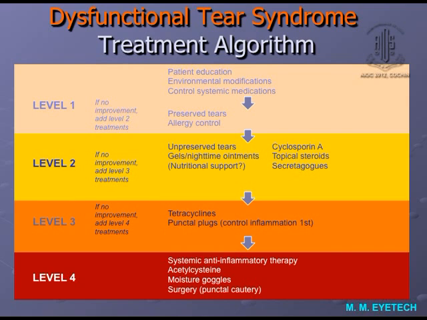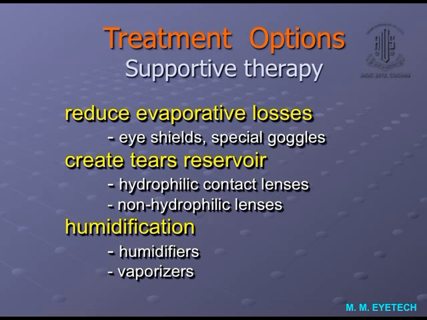And if there is no further improvement, looking at tetracyclines and punctal plugs to control the inflammation. Of course, before putting punctal plugs, we would like to control the inflammation, and looking at systemic anti-inflammatory therapy and even surgical methodologies, which is going to be discussed by the subsequent speakers. Supportive therapy would mean reducing evaporative losses by using shields and special goggles, creating reservoirs of tears using various forms of contact lenses, and humidification of the environment by humidifiers and vaporizers.